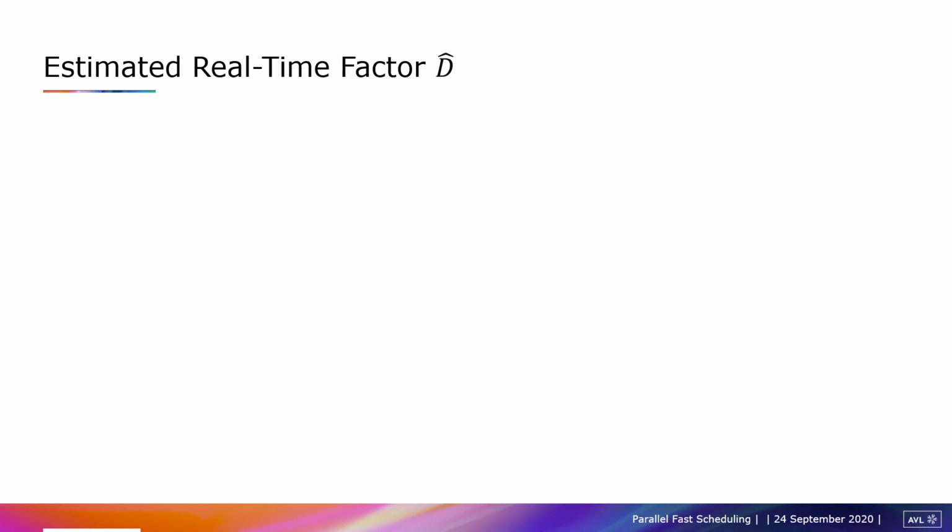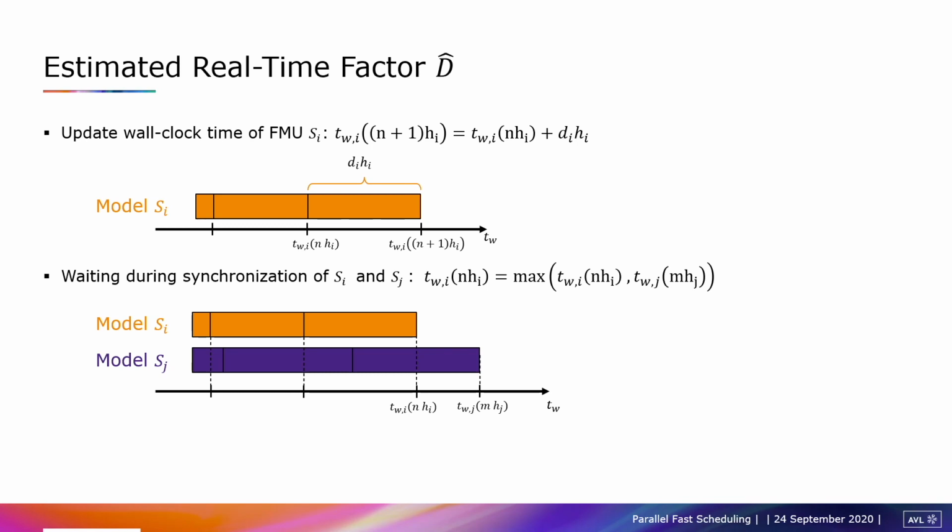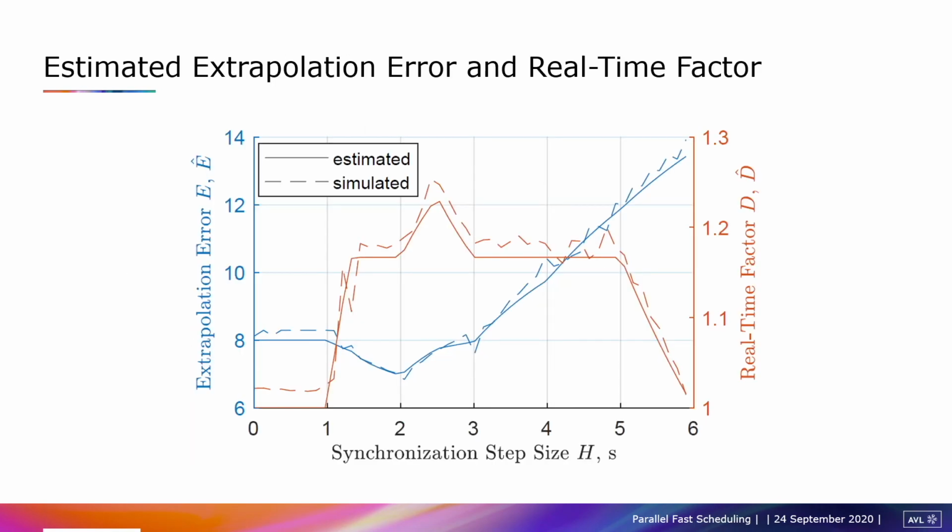The real-time factor of the entire co-simulation can be estimated by the real-time factor of the several subsystems and their step sizes. The real-time behavior is on the one hand given by the real-time factor of the submodels, so at each coupling step the wall clock time of one submodel is updated by its real-time behavior. During the synchronization of two submodels, the wall clock time of the submodels is defined by the wall clock time of the slowest submodel. Finally, the estimated real-time factor is given by the maximum of the wall clock times over the corresponding simulation time.